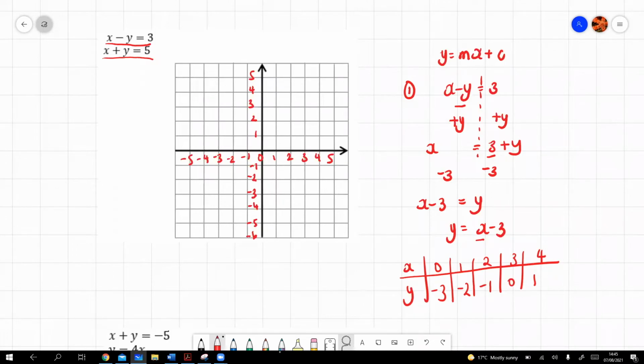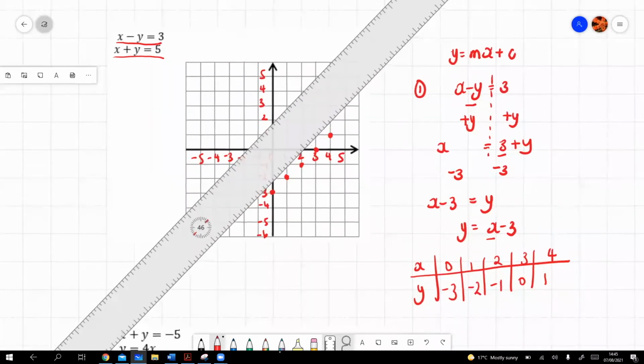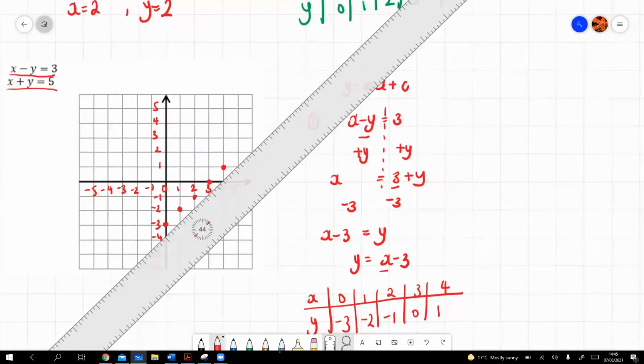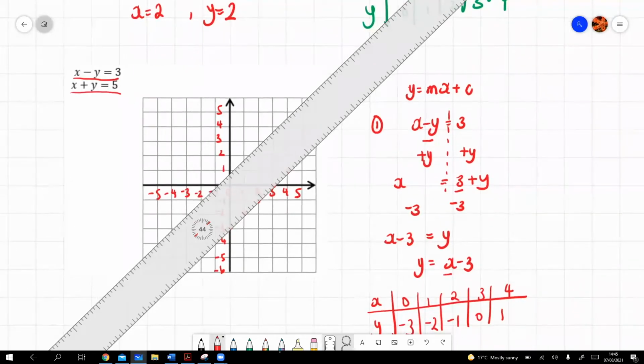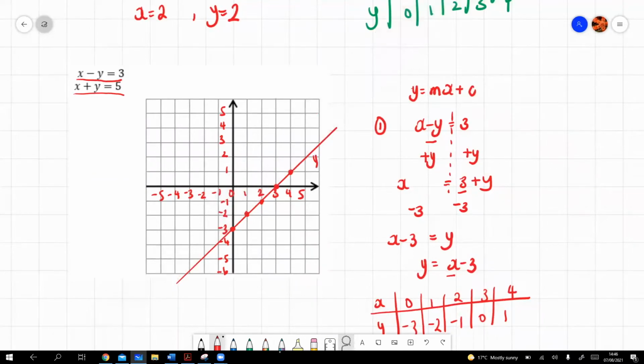Plot the graph. 0, minus 3; 1, minus 2; 2, minus 1; 3, 0; and 4, 1. And I'm just going to try my very best. It gets a little bit funny when it's like this. Okay, get rid of the ruler, label that as y. You can label it as anything because it's the same, but I'm just going to label it as what the question said. Right, the next question.